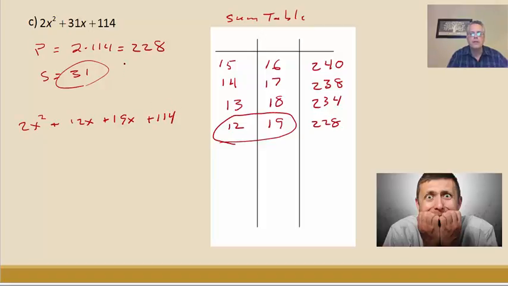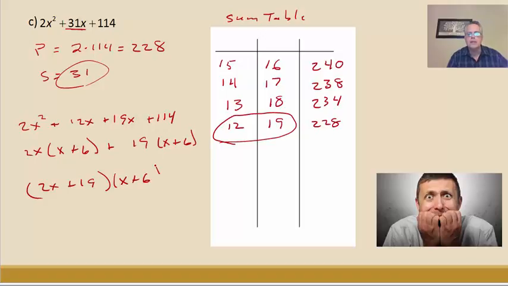So notice that the 114 is the same as up there. Sometimes people change that, but you shouldn't. I'm only splitting up the middle term. All right, so this is going to be 2x times x plus 6 plus, I know I need an x plus 6 here, so this better be a 19. And that works. So we get 2x plus 19 times x plus 6.